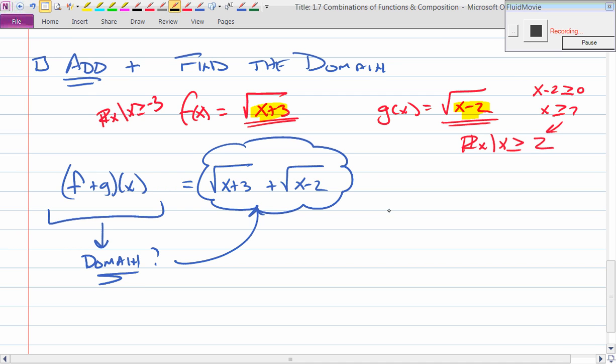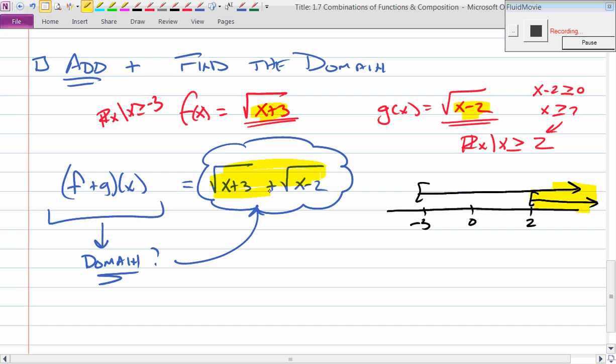Now if you consider these on the number line, here's 0, here's -3, and here's 2. The domain for f of x is all that stuff right there, right? It's greater than -3. The domain for g of x is right there, all the stuff that's greater than 2. Well, where are they both covered? Greater than 2. So that is the joint domain for this one: all real numbers x such that x is greater than or equal to 2.